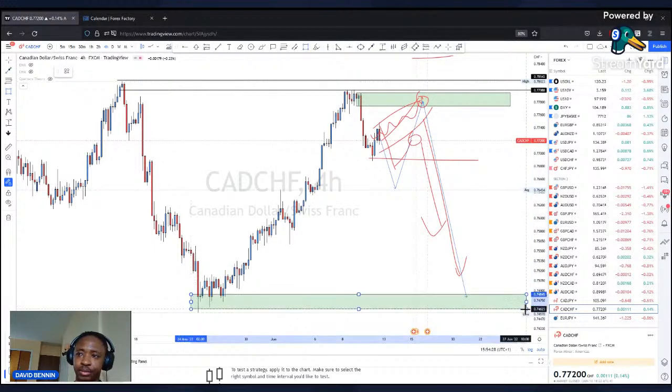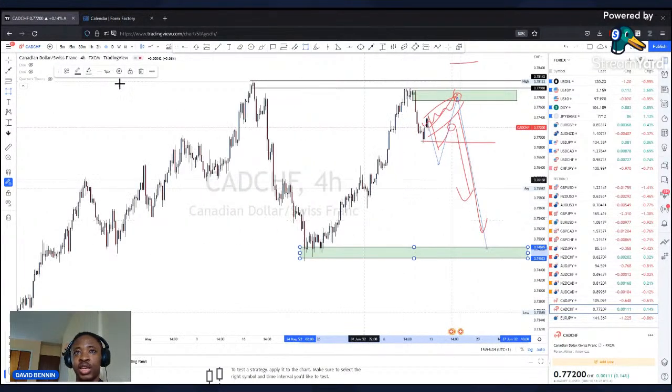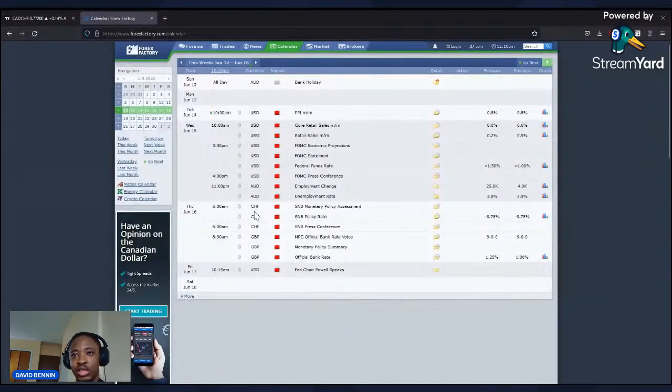So that's what I think CAD CHF looks like. And I don't know how this news would affect the market. That's on Thursday.